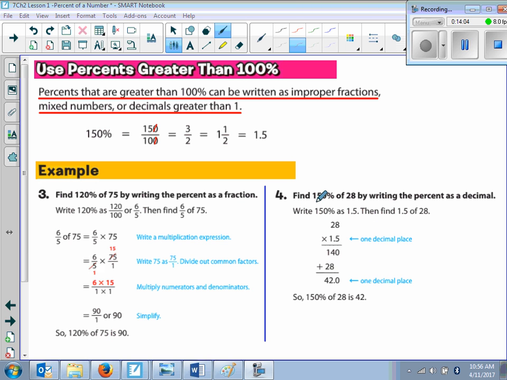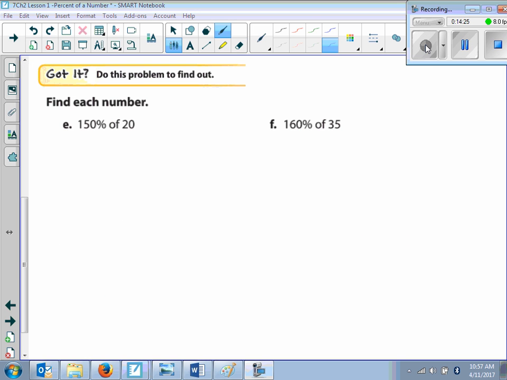So with changing to a decimal, same thing. We're going to move the decimal 2 places to the left, so this becomes 1.5, and that is the number that we're going to multiply times 28. So 1.5 times 28 is 42.